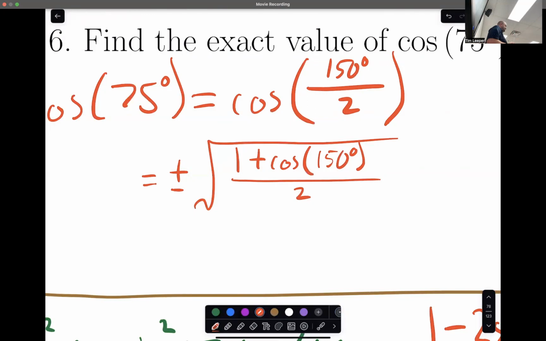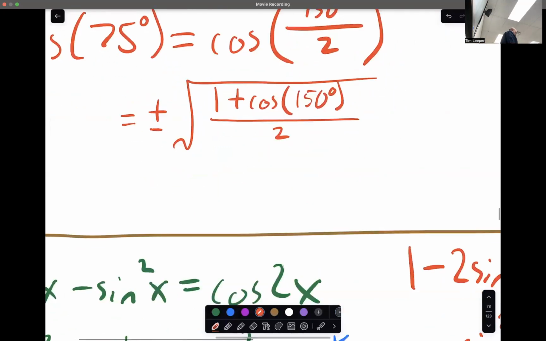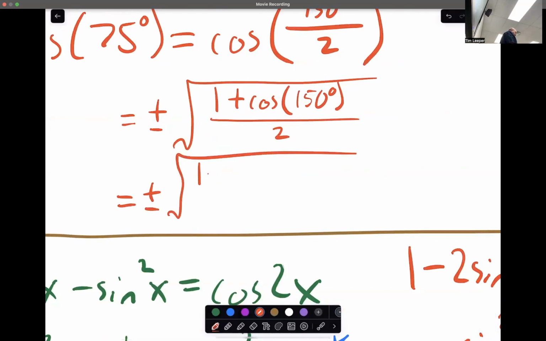And fantastic. Now we just need to simplify this. It's going to be plus or minus the square root of 1 plus. What is the cosine of 150 degrees?